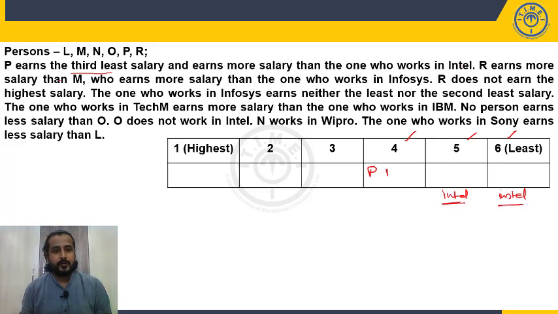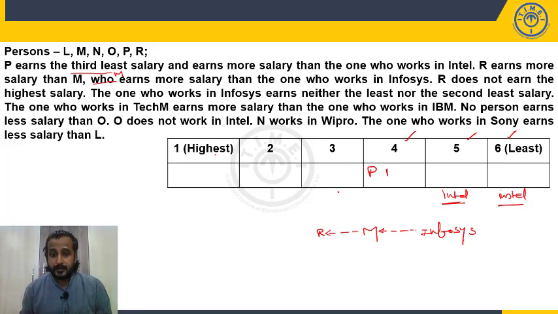Next, R earns more salary than M, who is nothing but again M. M earns more salary than the one who works in Infosys. In our arrangement, we are taking highest to least. So R earns more than M, and M earns more than the one who works in Infosys.